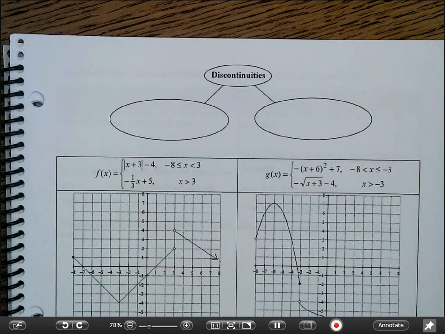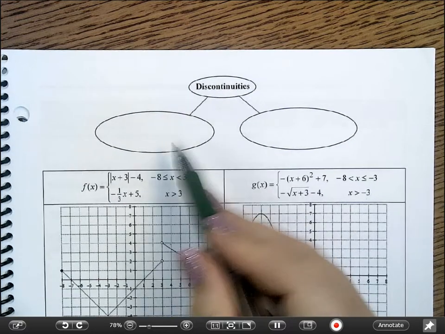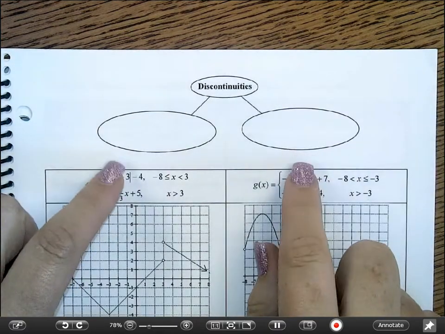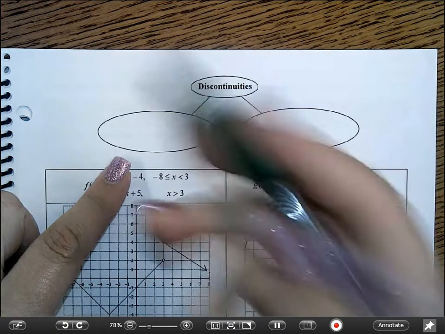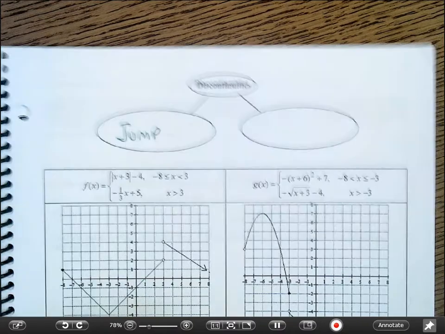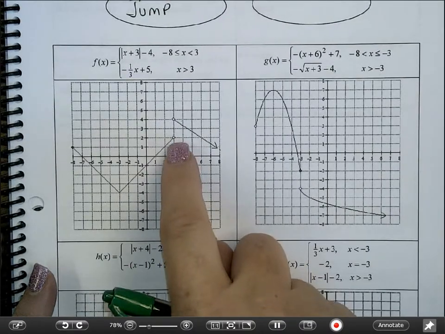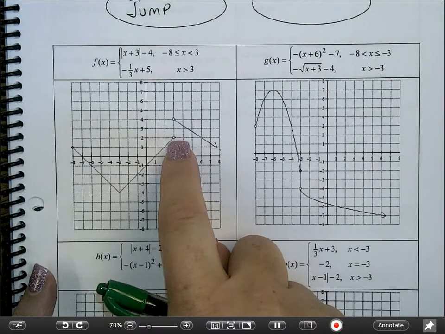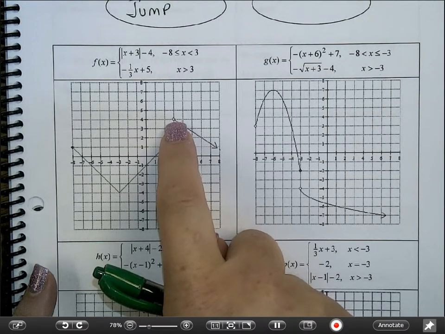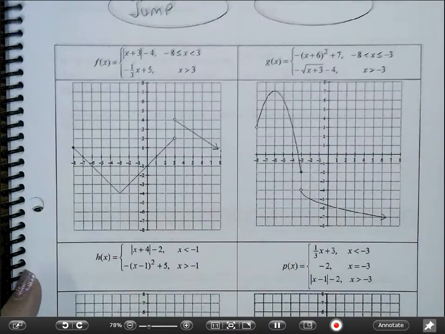All right, so we are continuing with day 9 notes, and there are two types of discontinuities that we need to focus on. First one you have is a jump. So let's take a look at a jump. A jump would be something like this, where you're going from one y value and jumping to another y value. This would also be considered a jump.